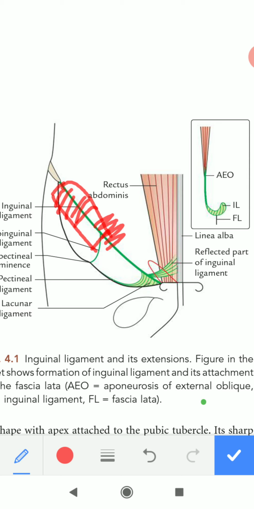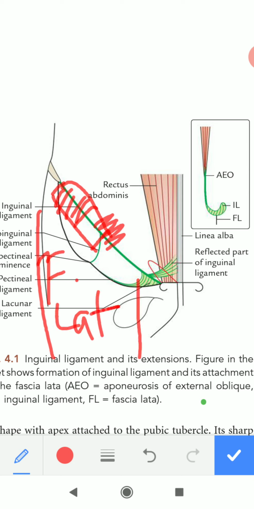So in the middle one-third, the cremasteric muscle is attached, and on the inferior surface, there is attachment of the deep fascia of the thigh. This is known as fascia lata. So the deep fascia of the thigh is named fascia lata, and it is attached to the inferior surface of the inguinal ligament.